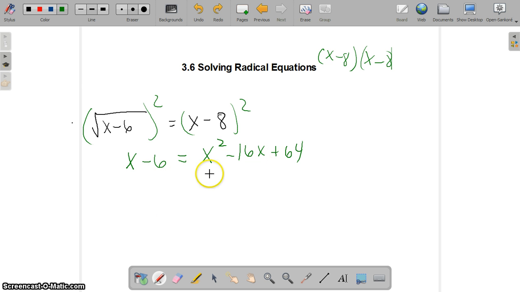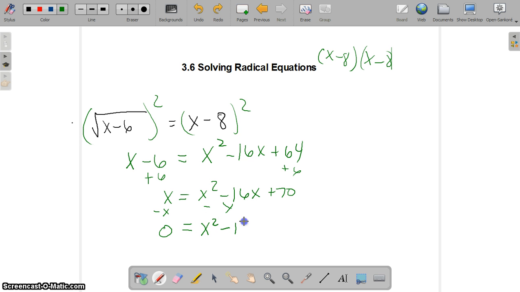Now we have a quadratic, so we're going to have to get everything over to the right side. So I'm going to add 6 to both sides. So that's going to be x equals x squared minus 16x plus 70. Then we have to subtract x from both sides. 0 equals x squared minus 17x plus 70.